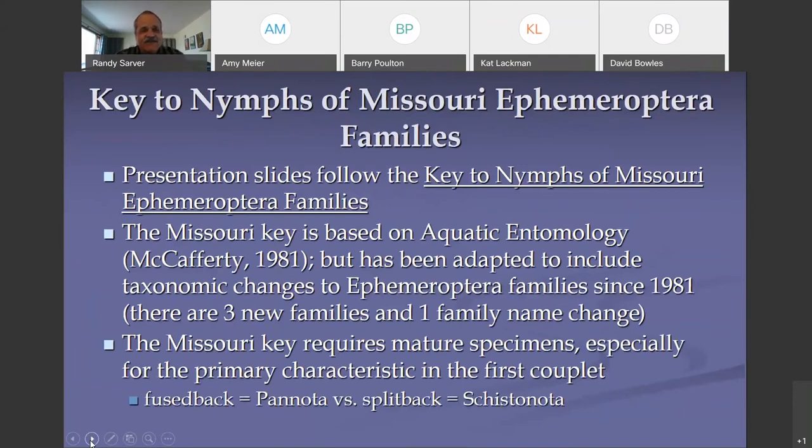Like I said, I hope you were able to download the key that I'm following during the presentation. The slides follow the key in the order of the slides. The Missouri key is based on the aquatic entomology book by McCafferty, published in 1981. You wouldn't think family level taxonomy would change all that much, but for mayflies it has changed a little bit since 1981, in that the splitters have been at work mostly, and there are three new families that are not in McCafferty, and one family name change.